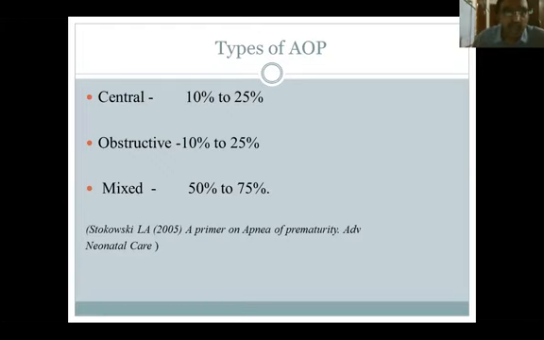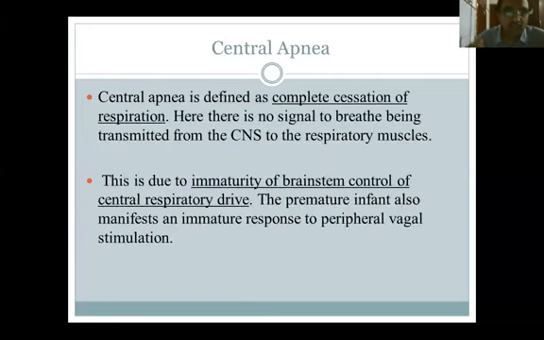When it comes to the types of apnea of prematurity, there are 3 types: central, obstructive, or mixed. Mixed is the commonest variety, present in around 50 to 75% of cases, followed by obstructive and central. In central apnea, the baby is not able to breathe because there is no signal from the medullary center, due to the brainstem control of the central respiratory drive.